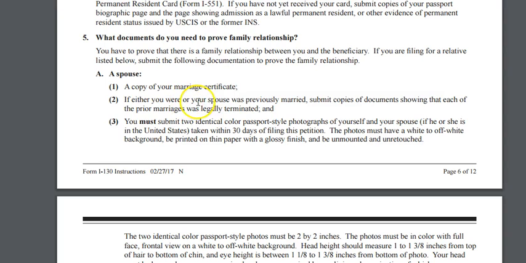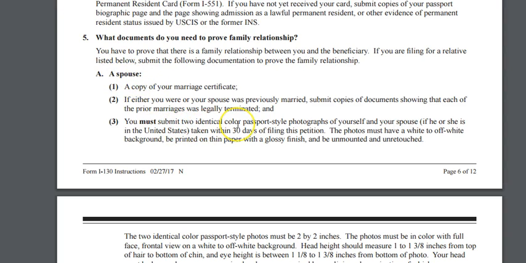If either you or your spouse were previously married, you need to submit documents showing that each prior marriage was legally terminated. What they're talking about is your divorce certificate. If you were married previously, submit the divorce certificate.